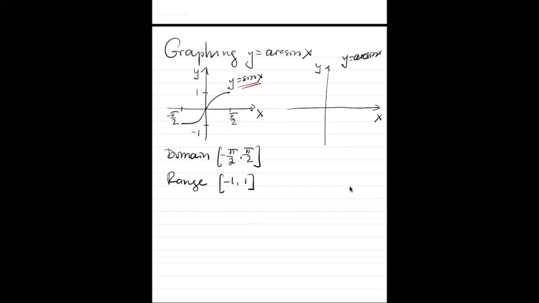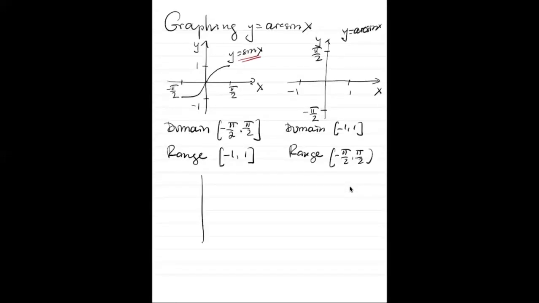In other words, the domain here would be whatever the range was, -1 to 1. So -1 to 1, and the range would be what the domain was, -π/2 to π/2. So here you go, -π/2 to π/2. And we can make a table here for the sine.